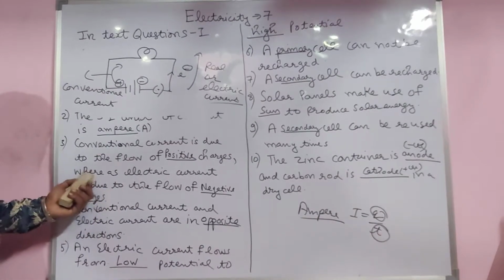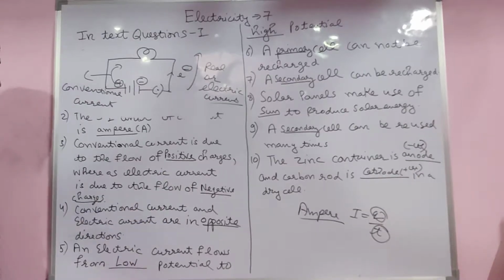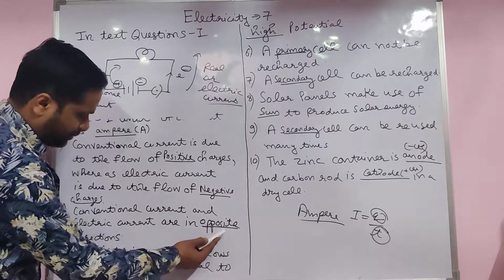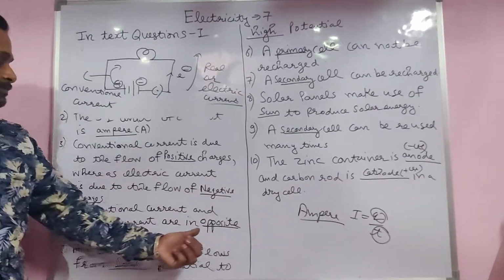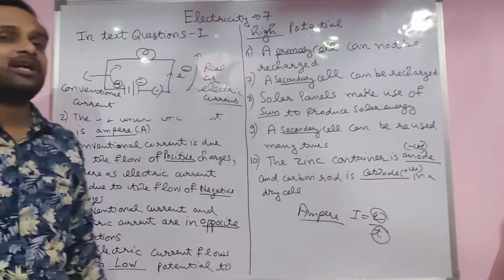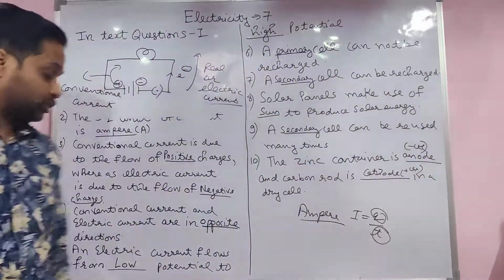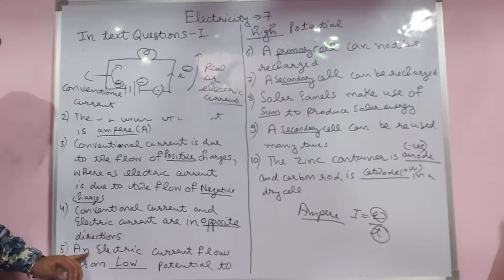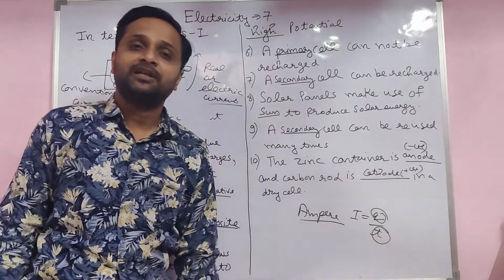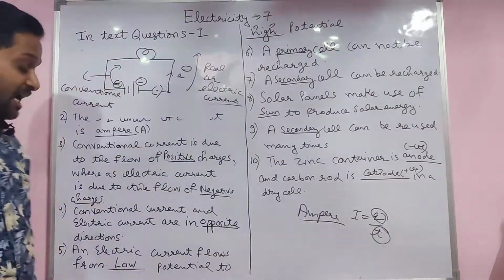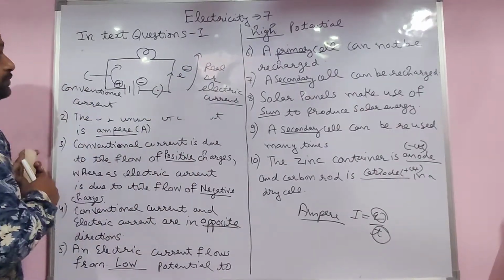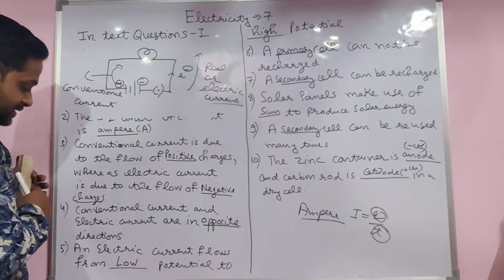Conventional current and electric current are opposite in direction. Real current or electric current and conventional current are both opposite in nature. And electric current flows from dash potential to high potential. The answer is low to high. Why? Keep in mind.